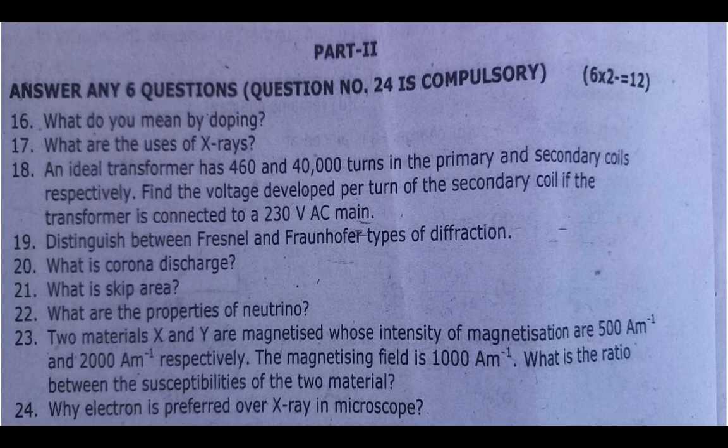Question number 16. What do you mean by doping? Question number 17. What are the uses of X-rays? Question number 18. An ideal transformer has 460 and 40,000 turns in the primary and secondary coils respectively. Find the voltage developed per turn of the secondary coil if the transformer is connected to a 230 volt AC mains.